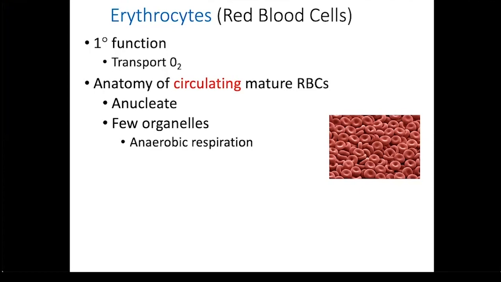In the absence of mitochondria, the red blood cell must undergo anaerobic respiration to synthesize its ATP. This makes sense. The red blood cell should not use the oxygen it is transporting to the tissues to produce its own ATP.